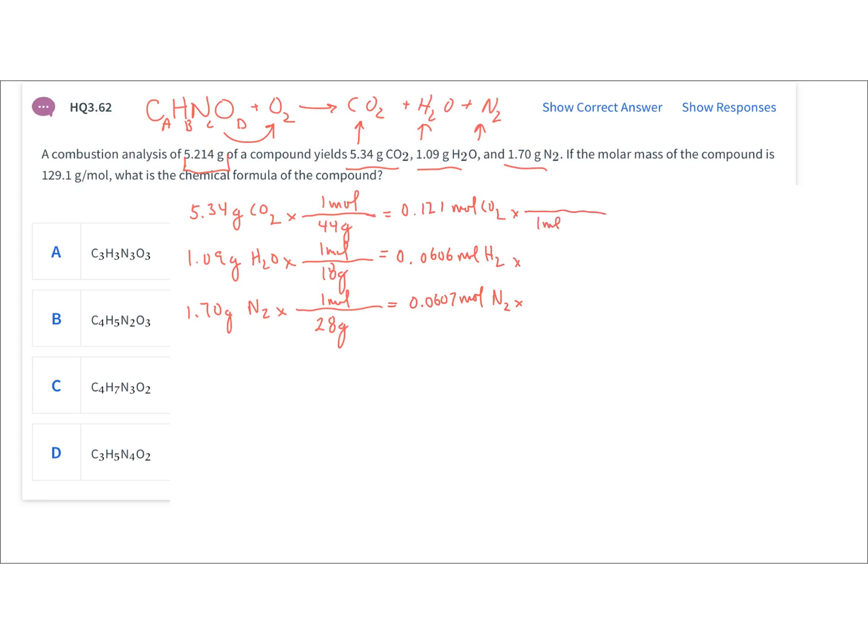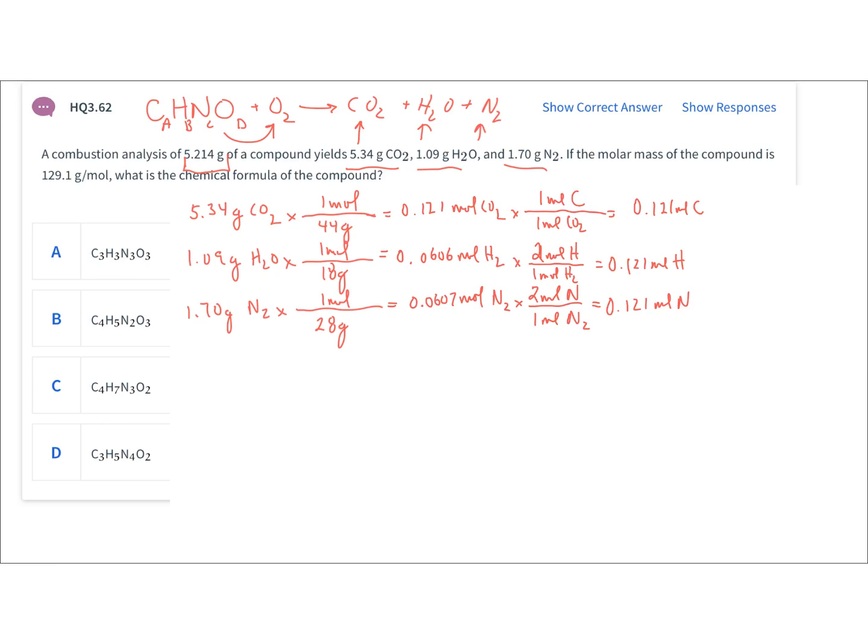So in 1 mole of CO2, I have 1 mole of carbon because there's 1 carbon atom. In 1 mole of water, I have 2 moles of hydrogen atoms. And in 1 mole of nitrogen, I have 2 moles of nitrogen atoms. So I can see that I've got 0.121 moles of carbon, 0.121 moles of hydrogen as well, and of nitrogen.